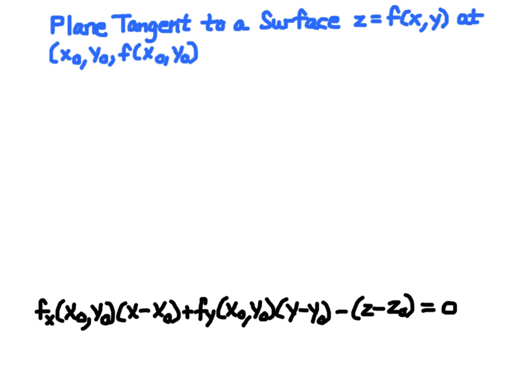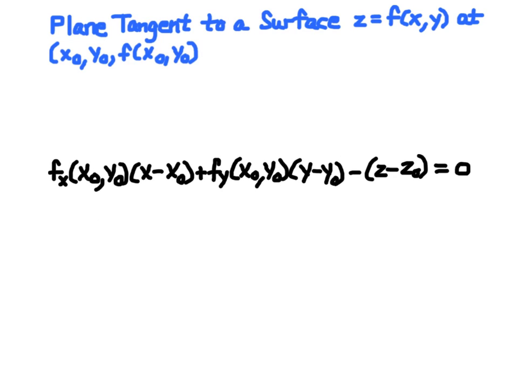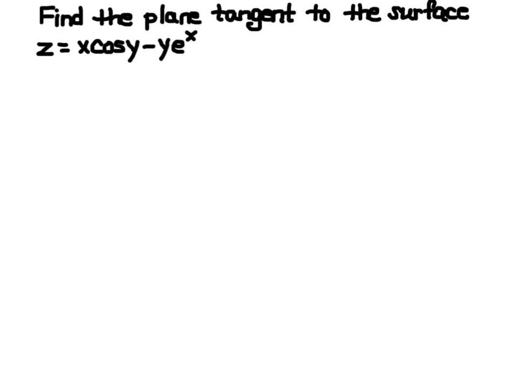Let's move this up here. Let's try an example with this. All right, here's an example. Find the plane tangent to the surface z equal to x cosine y minus y e to the x at the point 0, 0, 0.